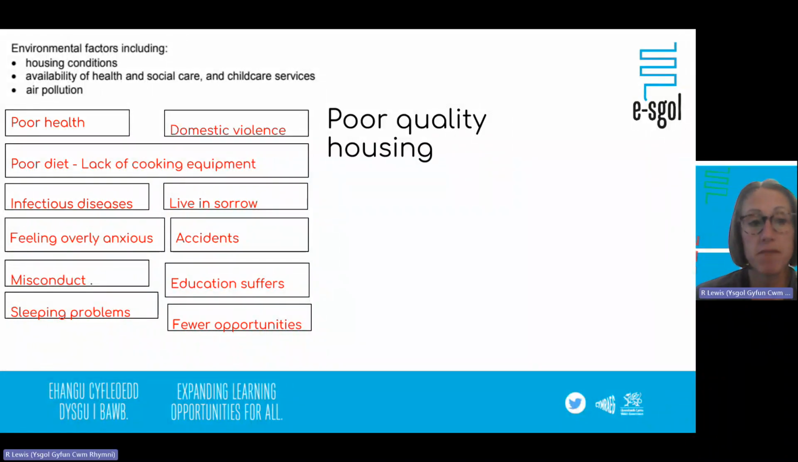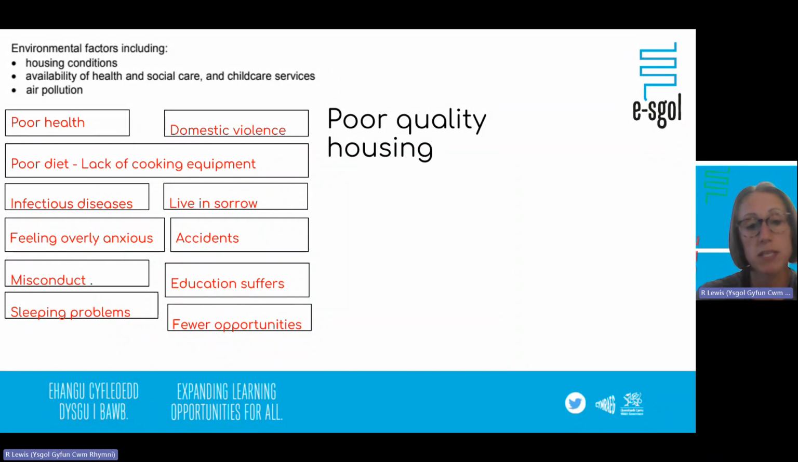Okay, so environmental factors is something else that we're going to look at today. On the slide in front of you, there are housing conditions to consider, the availability of health and social care and childcare services, and air pollution. So these 3 topics are classified as environmental factors. We're going to look first of all at housing conditions, and if we were to live in poor quality housing, how this could affect us.